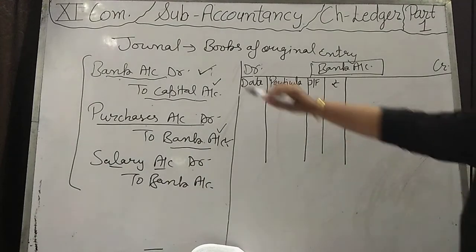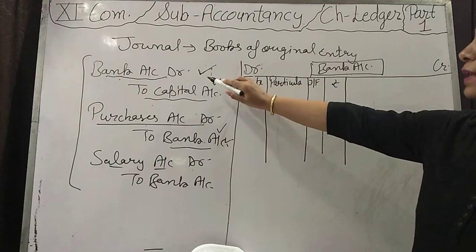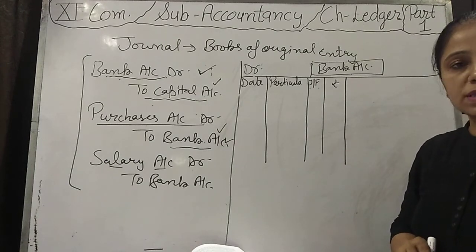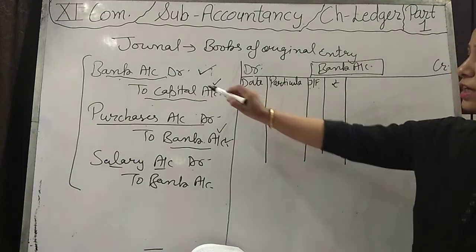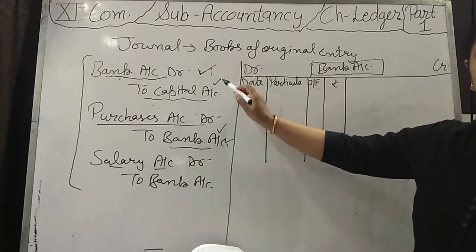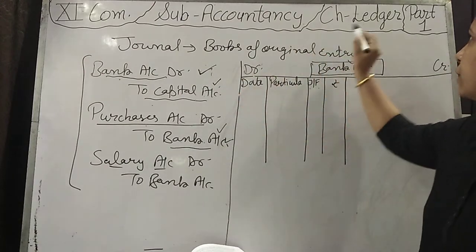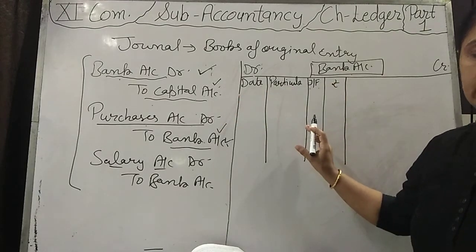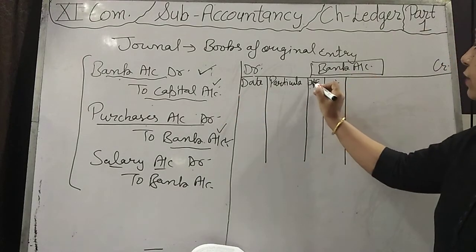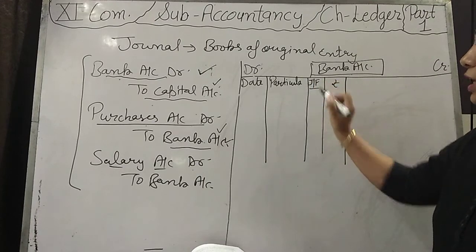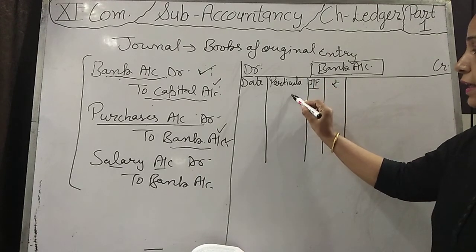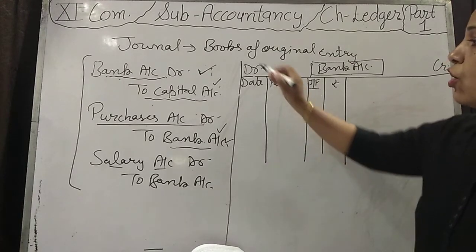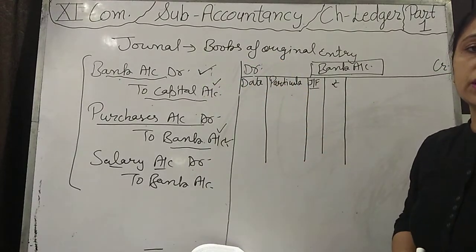What is the pro forma of journal? In journal we have made the column of ledger folio, L/F. Folio means page number. In journal we will write the page number of ledger, that in the ledger book on which page number we have posted this journal entry. And in ledger we will write the page number of journal, that this entry that we write in the bank account lies on which page number in the journal book.